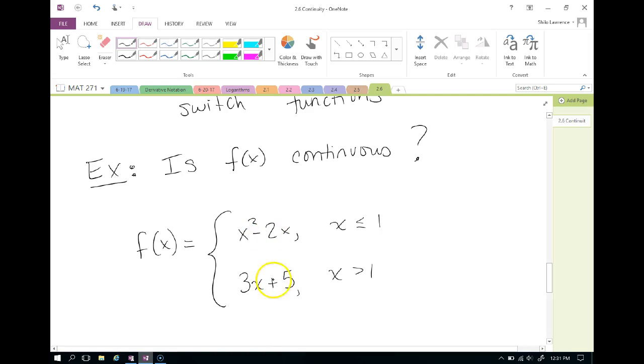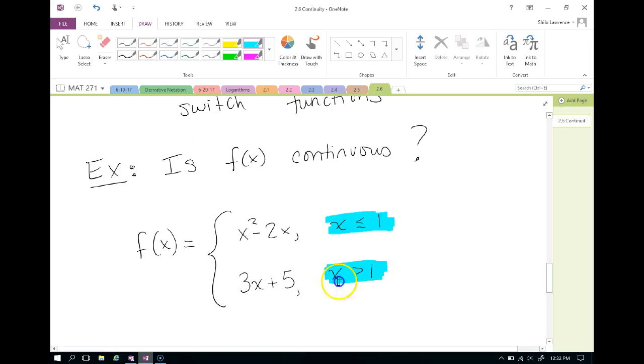So individually, these two functions are perfectly fine. They're both polynomials. X squared minus 2x is a parabola. It's a second degree polynomial. It's continuous from negative infinity to positive infinity. It won't have any holes, any gaps, any jumps. 3x plus 5 is a first degree polynomial. It also is not going to have any holes, any gaps, any jumps. So individually, both of these functions are continuous. So really all we need to check for is what is happening at x equals 1.